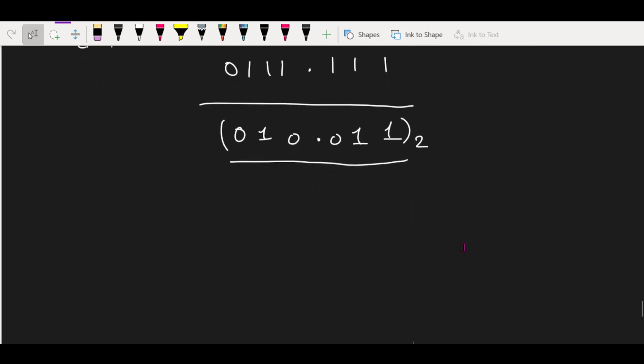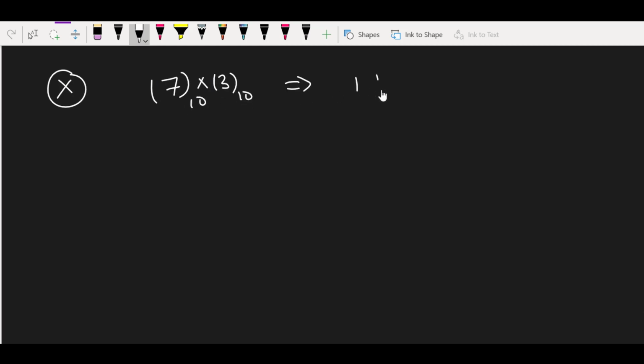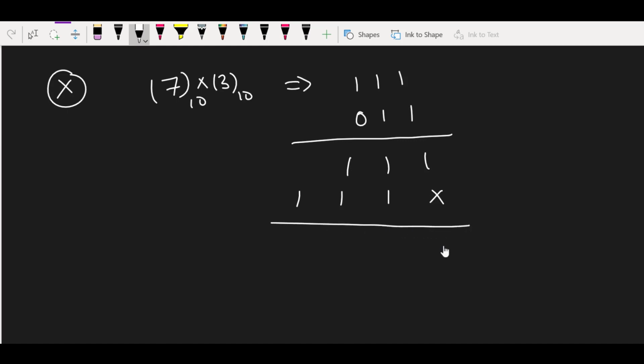Now we'll try to see how to do the binary multiplication. Let's take 7 into 3. So 7 can be written as 1 1 1, 3 can be written as 0 1 1. It is same as your decimal multiplication. 1 into 1, 1 into 1, 1 into 1, then put a cross mark here, then 1 into 1, 1 into 1, then 1 into 1. This is 0, you don't have to do it. And this will be 1.